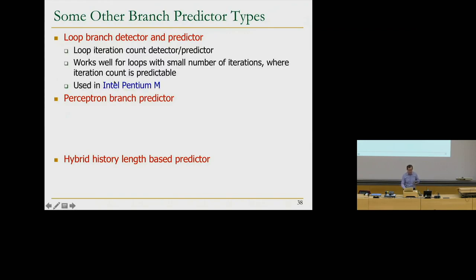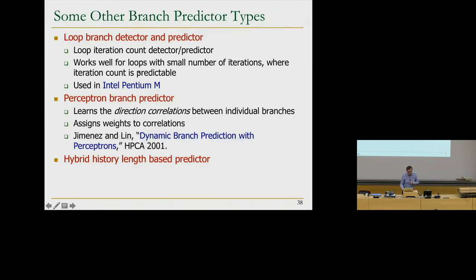And this was first used in the Intel Pentium M, which was the beginning of the current generation of Intel's highest performance processors. Perceptron we're going to talk about. This is an example of learning correlations of branches, correlation of directions between individual branches. And this assigns weights to correlations using the simplest possible model of a biological neuron. So Perceptron is a biological neuron that is trying to mimic human neurons. And I'm going to give you an example of this before we go into it. But essentially, this is also used, and this also performs very well. And it's used in some AMD machines as well as some Samsung machines.